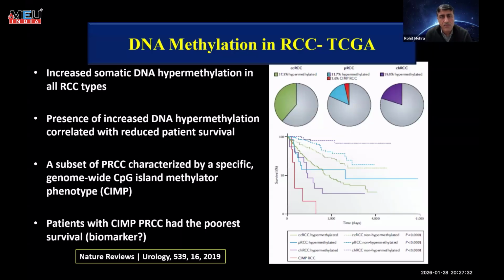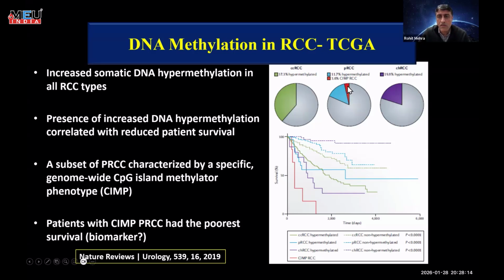I briefly brought up the concept of DNA methylation in kidney cancer. The majority of this work has been done by the TCGA, and there's this concept of increased somatic DNA hypermethylation in all different renal cell carcinoma subtypes. If we look at these pie charts, these colored segments show the renal cell carcinomas which are hypermethylated at the genomic level. The reason this is very important is all of these hypermethylated renal tumors, irrespective of the subtype, like shown in this KM curve, tend to have a poor prognosis. It is very well established that increased DNA hypermethylation is now known to be correlated with poor patient survival.